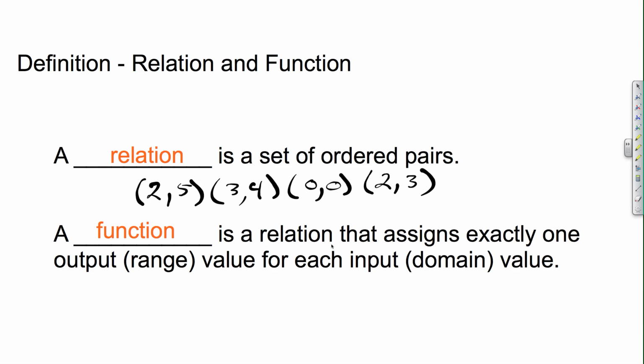Now, a function is a relation that assigns exactly one output or range value for each input or domain value. This is the real important part of this sentence here. This exactly one implies that each x value is assigned to exactly one, or one and only one, range value. Another word for output or range would be the y values, and for the input or the domain would be the x values.